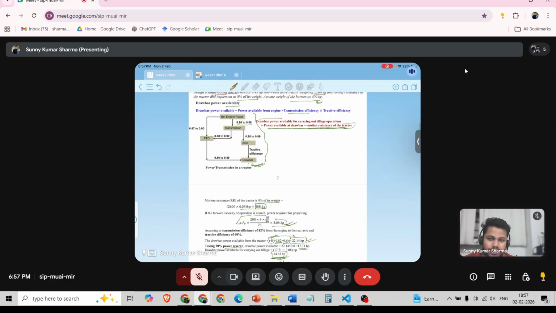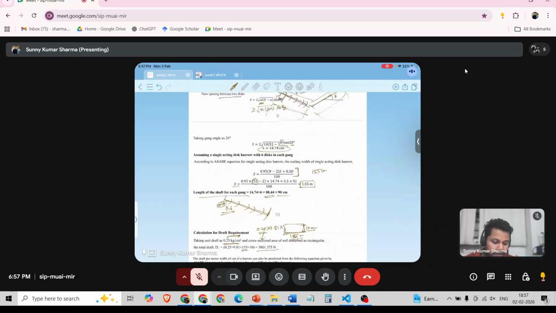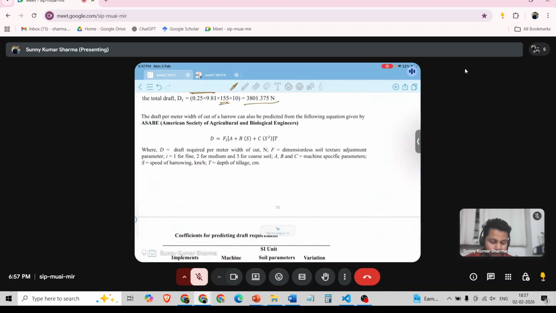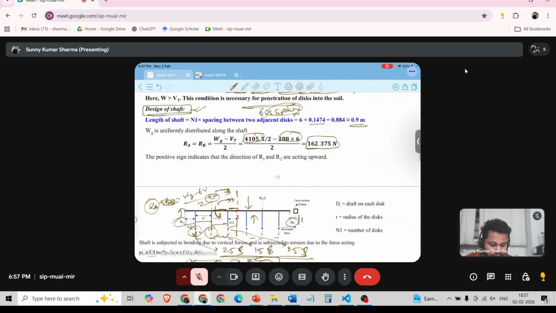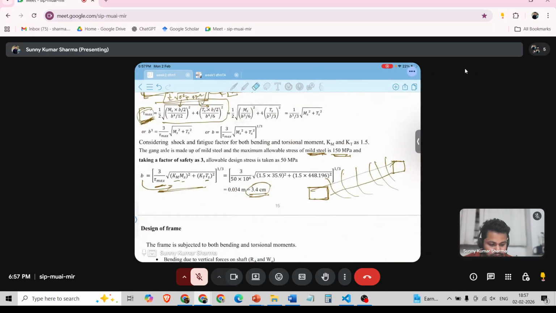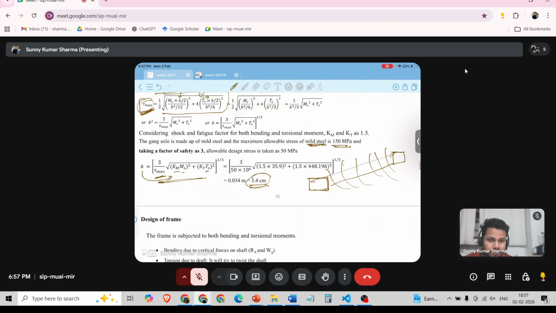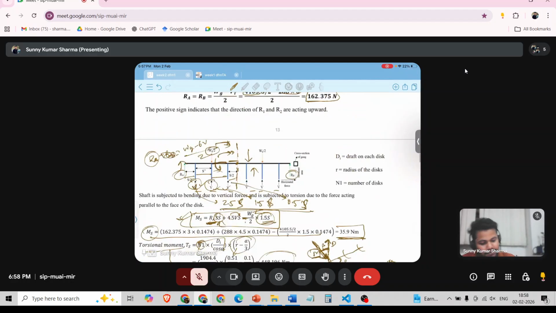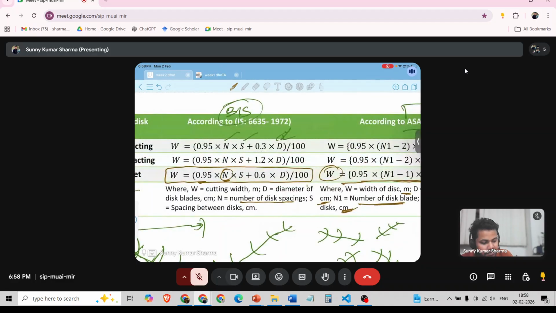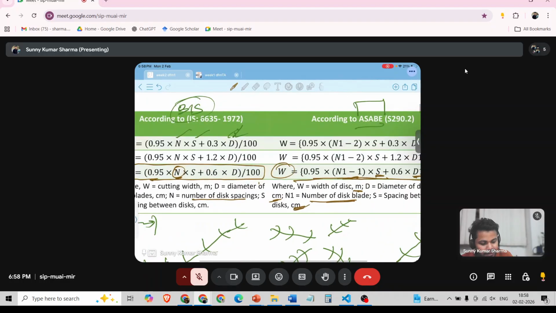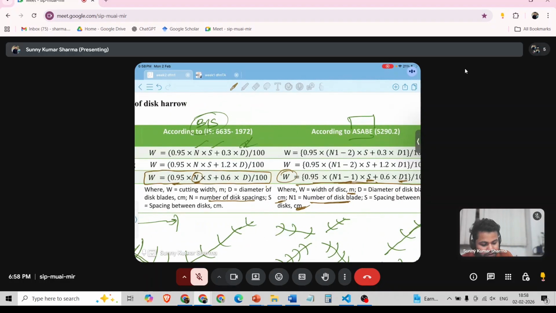So these are the problems, and this will make everything clear for you. All the disc concepts will be clear if you have understood these three problems. Sir, why are we not using the BIS standard, the first one? It is the same thing. Here it is n and here it is n1 minus 1. Everything is the same, but they have used n as the number of disc spacings and n1 as the number of discs.